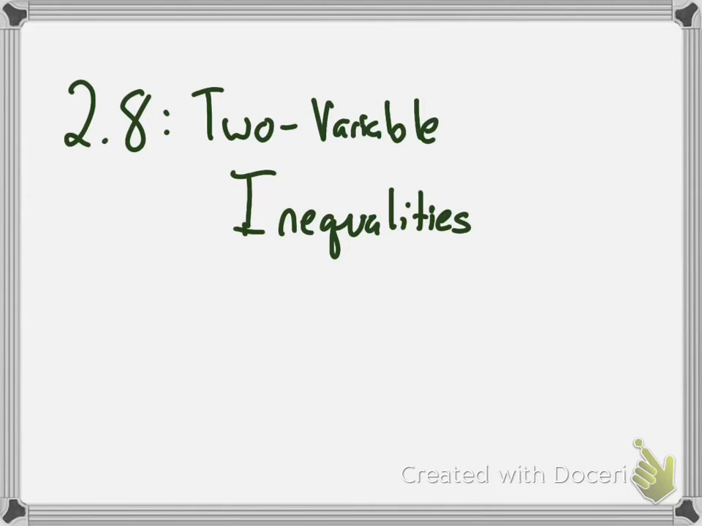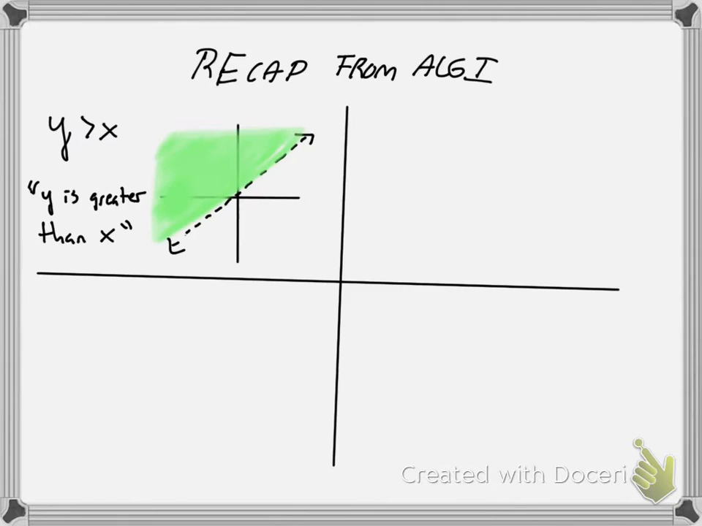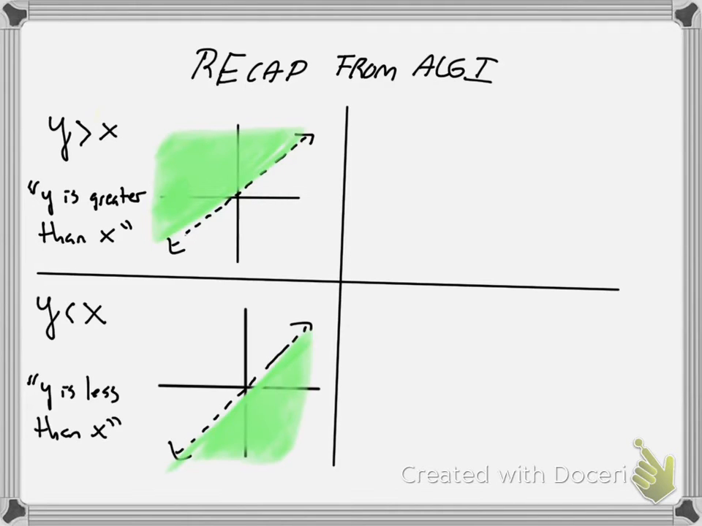In the last video for Chapter 2, we're going to be looking at two variable inequalities. So just to recap from Algebra 1, how you would shade for an inequality. If I had y is greater than x, that's when you have that dashed line, and shading above would look something like that. Y is less than x, same deal, you have a dashed line, but here's what it would look like if I was shading under that line.